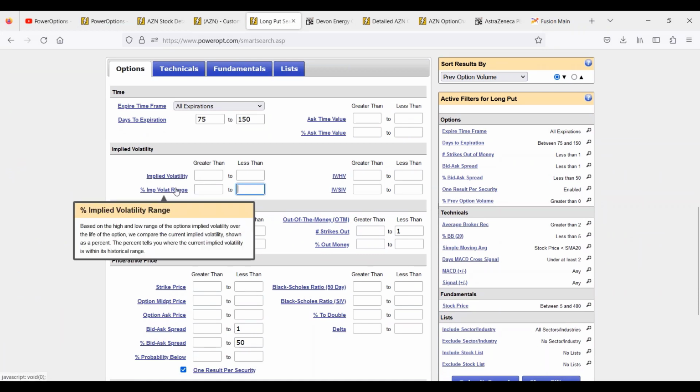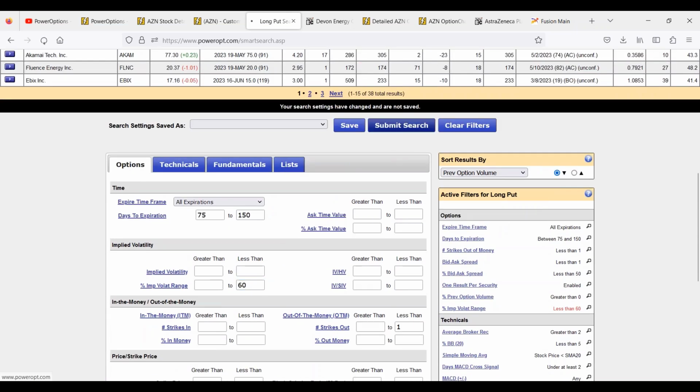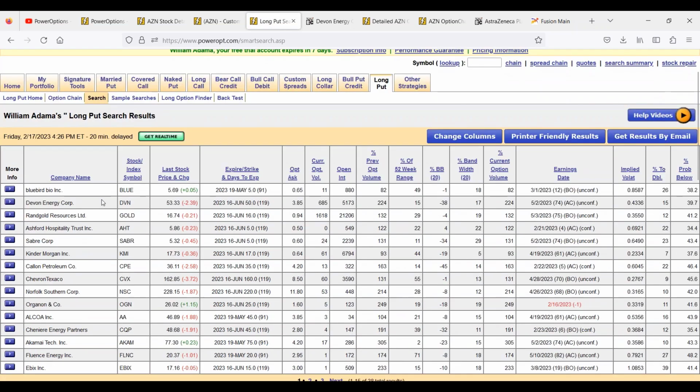looking for positions that have a percent implied volatility range in the lower values, say less than 60%, maybe less than 50%. Now, stocks that have been recently declining, we're not going, oh, Devon is still there as well. And that's just something I like to use. But again, I have the column here for implied volatility. I'd probably also add the column in for the percent implied volatility range and the actual implied volatility range.